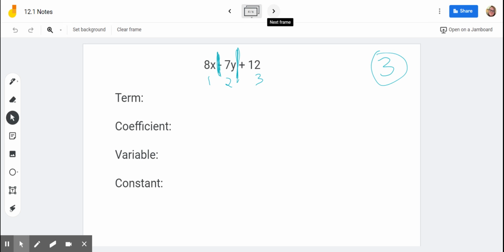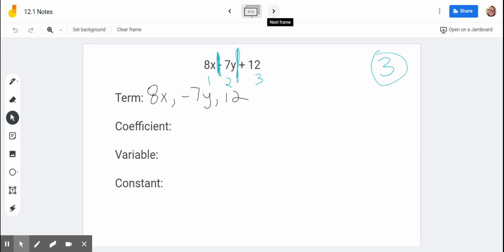And for my terms, I need to write what's the product or quotient, right? So I'm going to write 8x, that's my first one. Then I take my sign with it, so that's a minus 7y. And then I have a plus 12 at the end. So my terms are 8x, negative 7y, and 12.